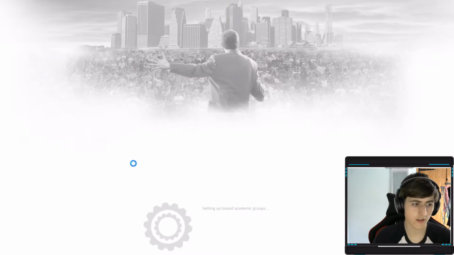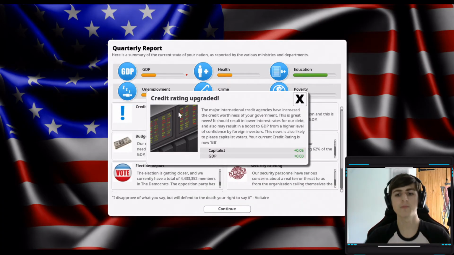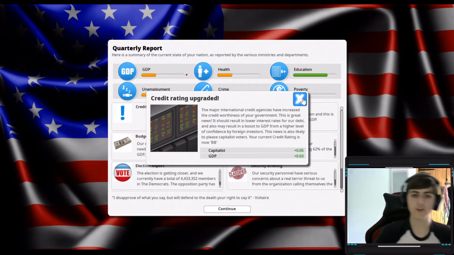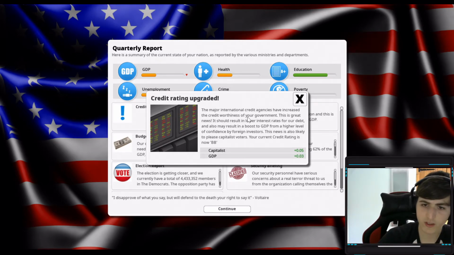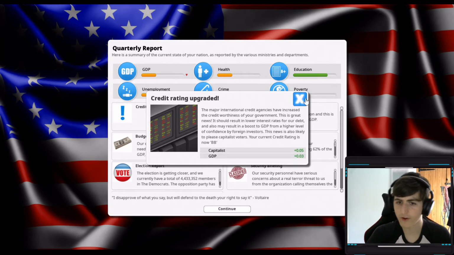We'll just go to the next stage. We haven't got enough political capital to do anything really. And our credit rating has been upgraded. Rejoice. The major international credit agencies have increased the creditworthiness of our governments. It will result in lower interest rates for our debt and may result in a boost to GDP because there's a higher level of confidence by foreign investors. So it's increased a bit.